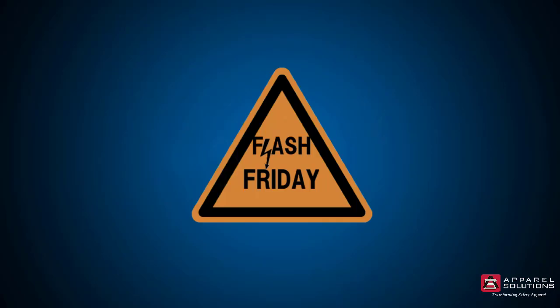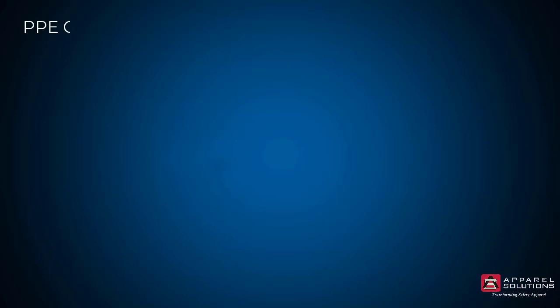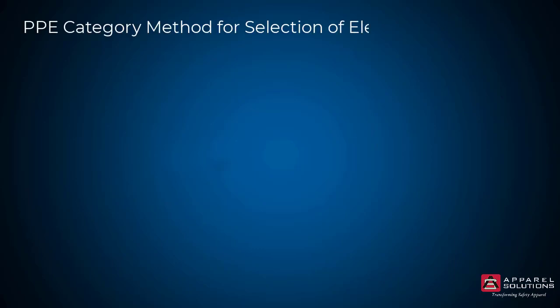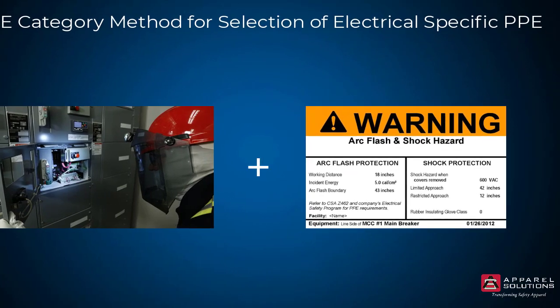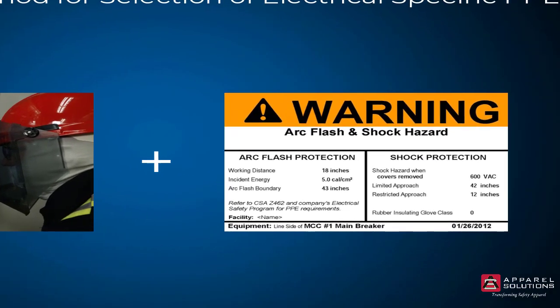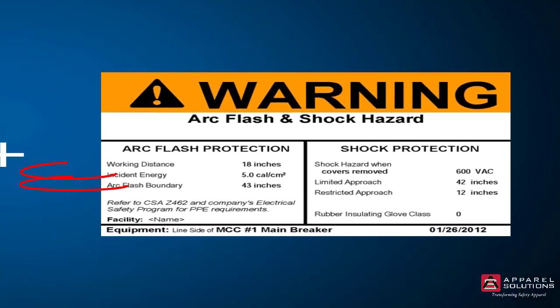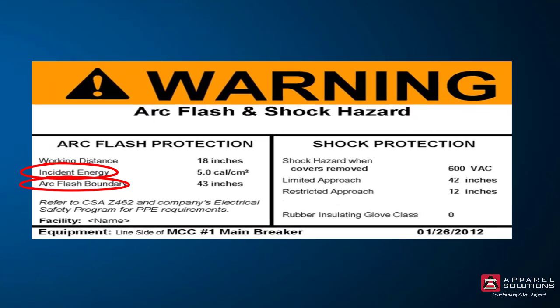It's Len here. This week we will be discussing the PPE category method for the selection of electrical specific PPE. This method may be used in lieu of the detailed incident energy analysis combined with a detailed warning label which indicates the predicted incident energy at a given working distance and the arc flash boundary.